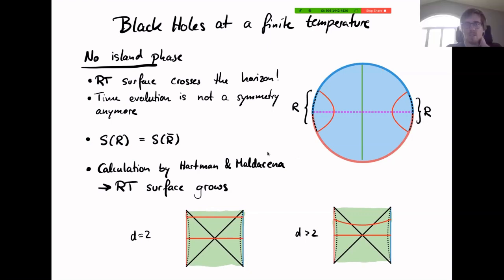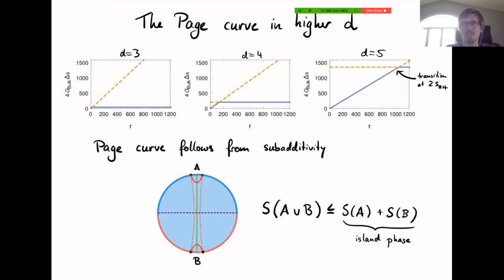OK, then since I think I'm out of time, let me maybe add one small comment. First of all, you can do little plots here in higher dimensions. That's great. But I think the really nice part about all of this is that the Page curve in these doubly holographic settings very obviously follows from something very simple, namely sub-additivity.